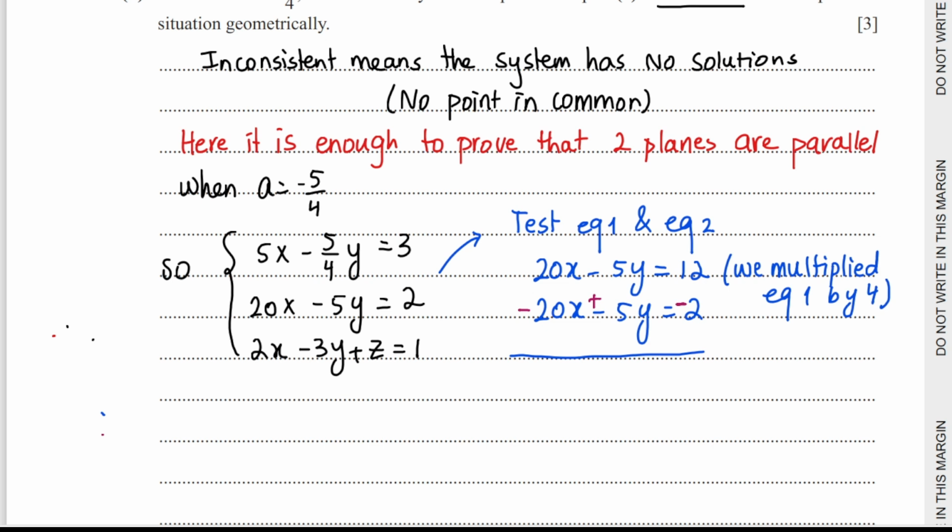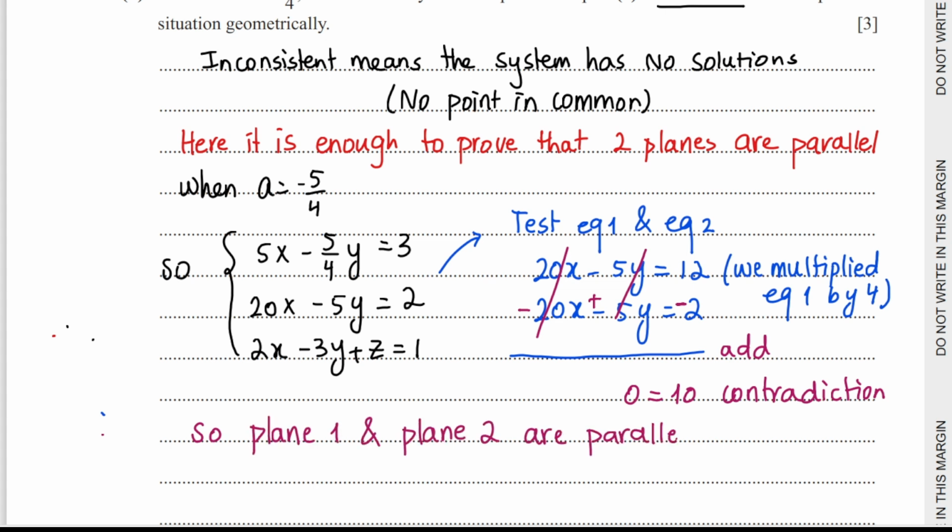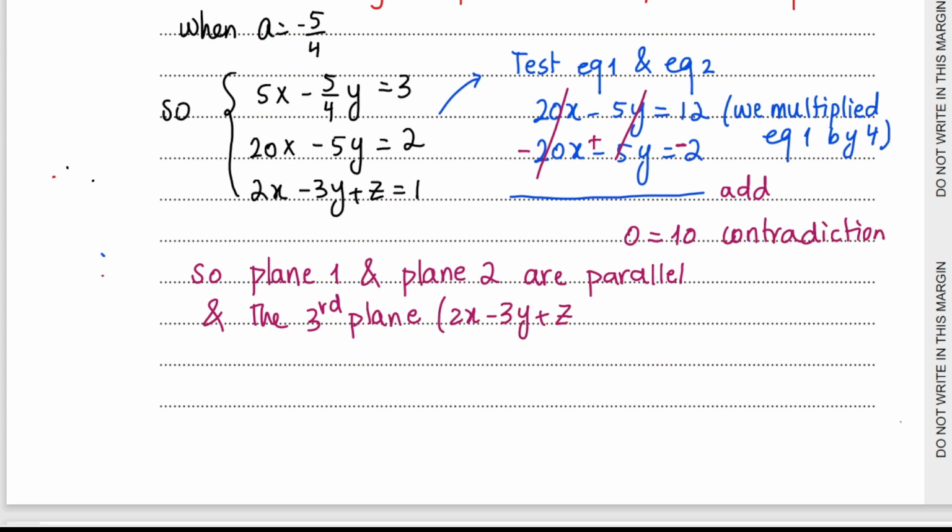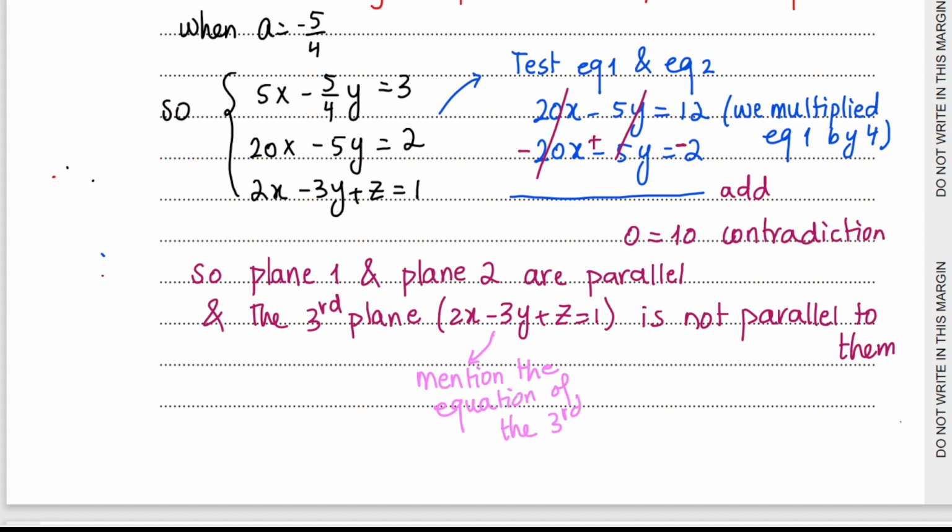Notice here that the two equations have the same left-hand side but different constants, which is a contradiction. So when you add them, you will get 0 equals 10. And this is the contradiction. This must be seen to take a basic mark. So we say plane 1 and plane 2 are parallel, and the third plane, 2x minus 3y plus z equals 1, is not parallel to them. It's good here to mention the equation of the third plane.